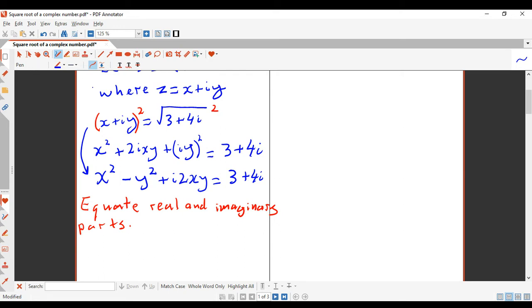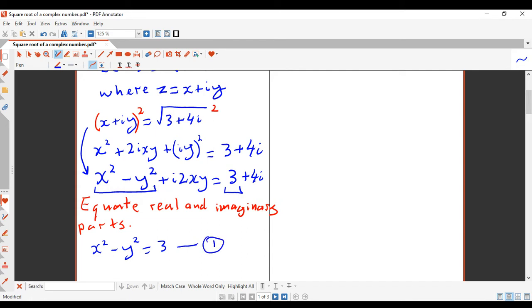So if you look at the left-hand side of the equation, this is going to be the real part, isn't it? x squared minus y squared, that's going to be a real number. And on the right-hand side, this is the real part, isn't it? Just the number 3. So we can say that x squared minus y squared must equal 3. We can call that equation 1.